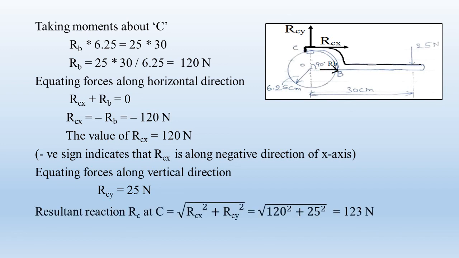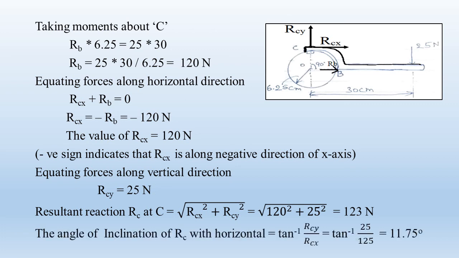Resultant reaction RC at C equals root over RCX square plus RCY square, that is 123 newtons. The angle of inclination of RC with horizontal equals tan inverse of RCY divided by RCX, and its value will be 11.75 degrees.